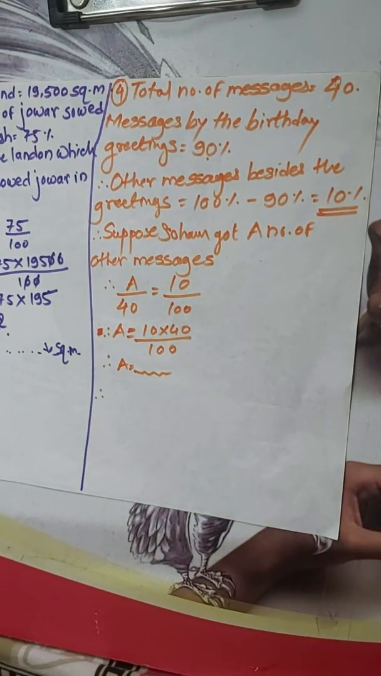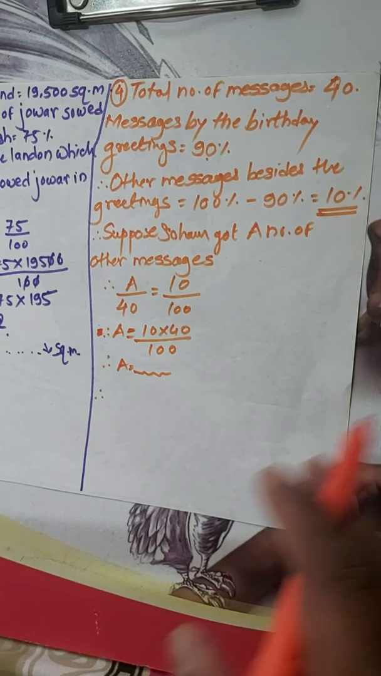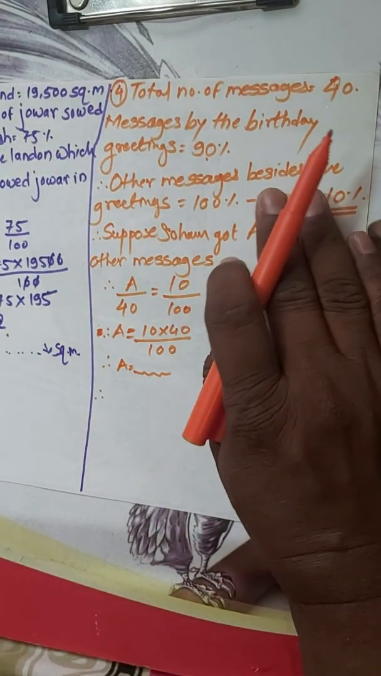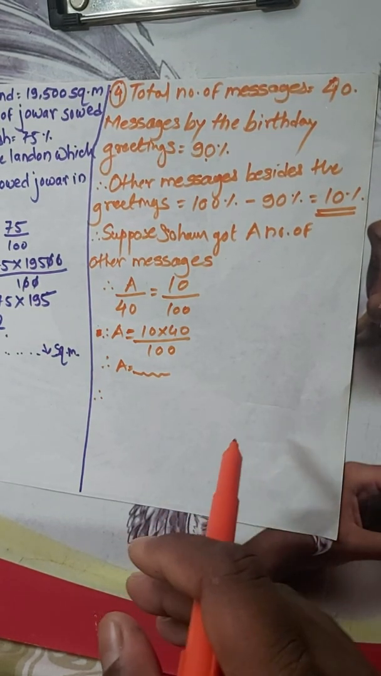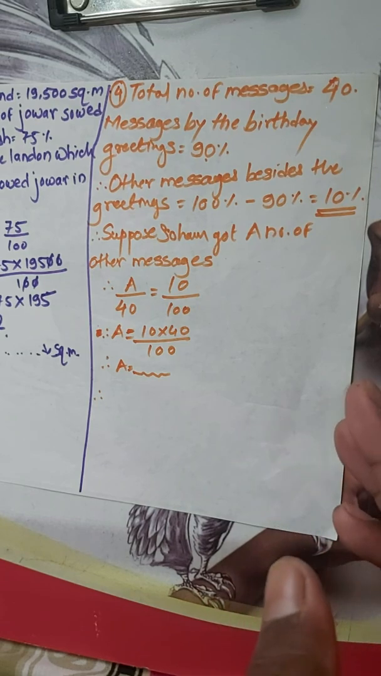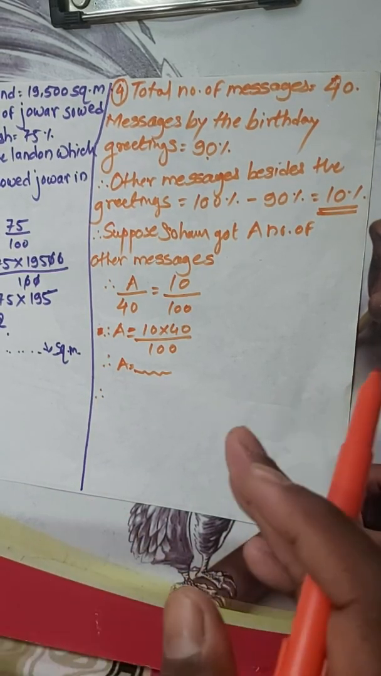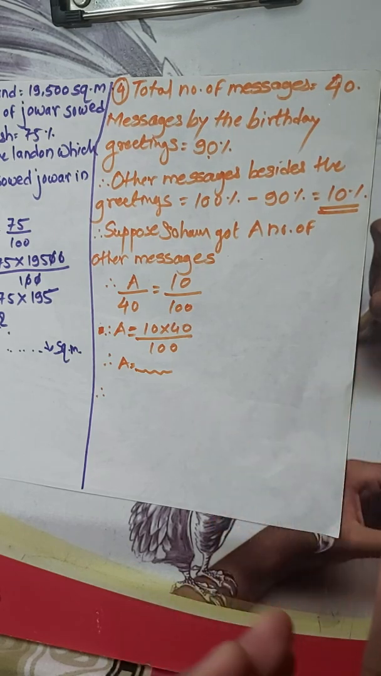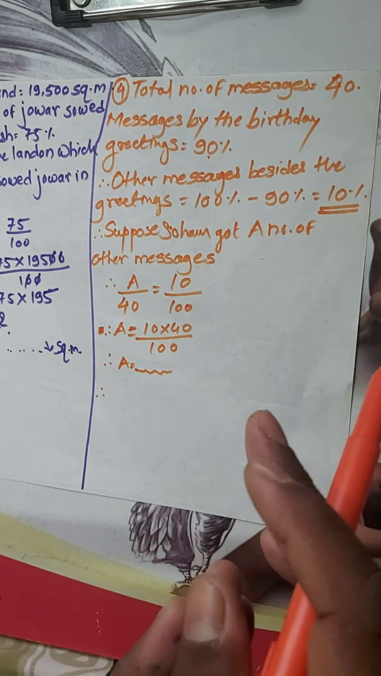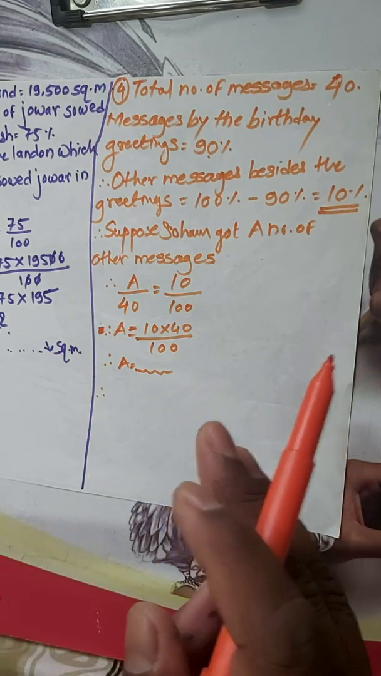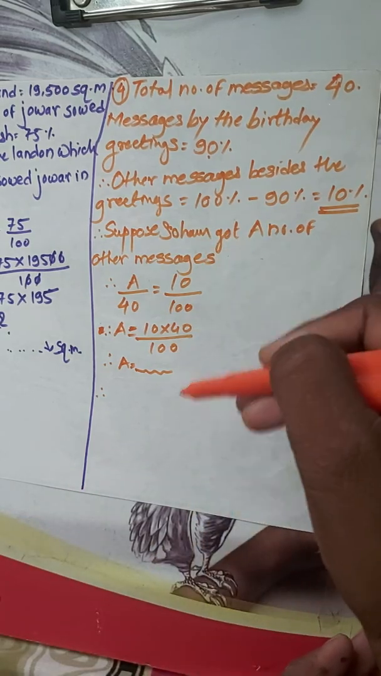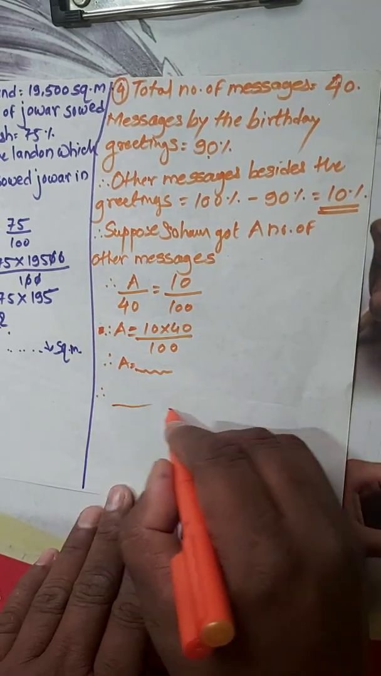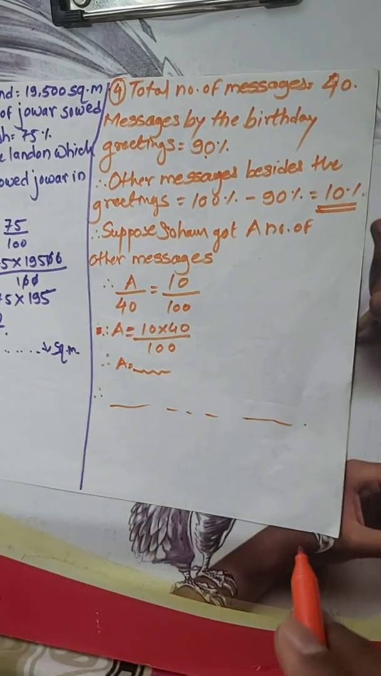Another way also there is. Just assume that suppose Soham got a number of birthday greetings, a upon 40 is equal to 90 upon 100, and you will solve, then you will get the value of a, and then a means the birthday messages you will get. So total messages 40 minus those birthday messages, then also you will get the answer. But this is the simplest way, that's why I told you. So here don't forget to write the answer in a full sentence. This is for you. Now the next example.